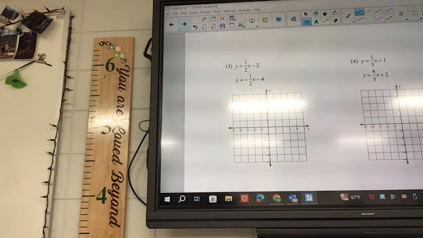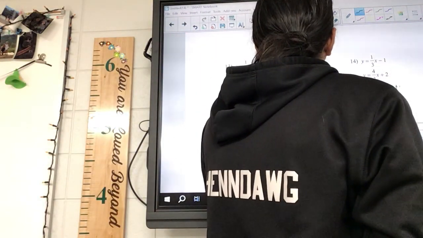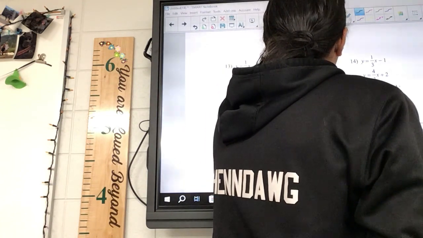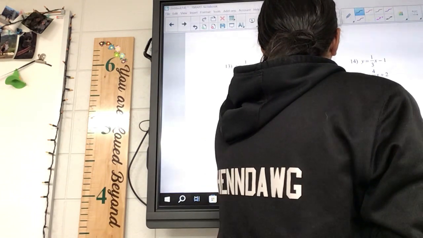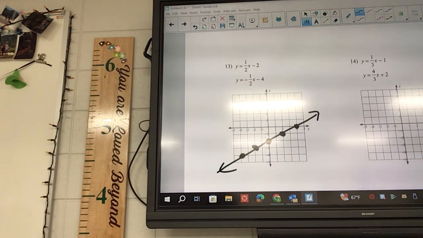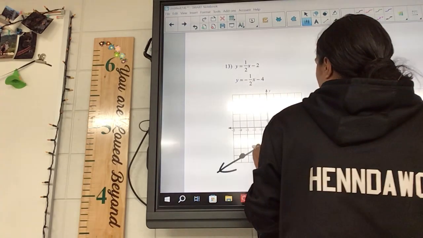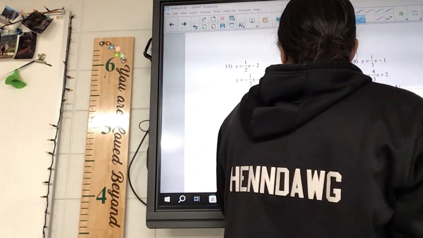12, line 1 starts at negative 2. And we're going to go up 1 over 2, or down 1 over 2. Line 2 starts where? Negative 4. Okay, so line 2 starts at negative 4, and it has a slope of negative 1 over 2. So we're going to go up 1 over 2 this way.